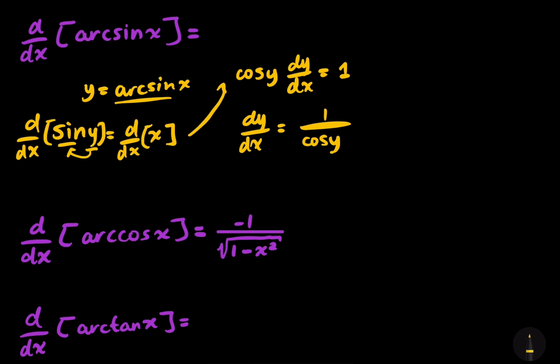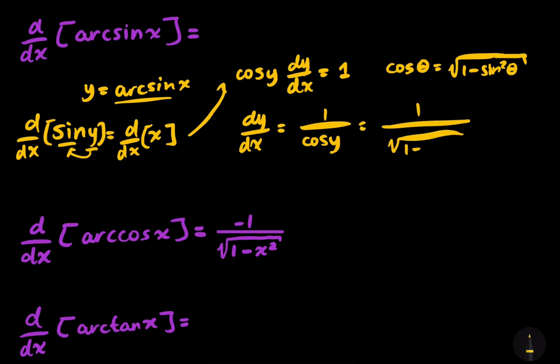But we know that cosine of theta is just the square root of 1 minus sine squared of theta. This just comes from the Pythagorean identity. So this is equal to 1 over the square root of 1 minus sine squared of y. But what is sine of y? Well, we said that sine of y is just equal to x. So we can replace this sine squared of y with just x squared. So we'll end up with 1 over the square root of 1 minus x squared, and that would be our derivative right over there.